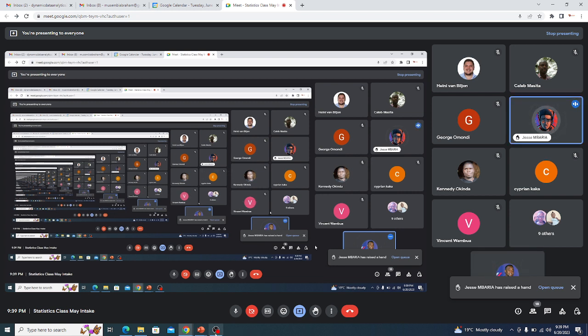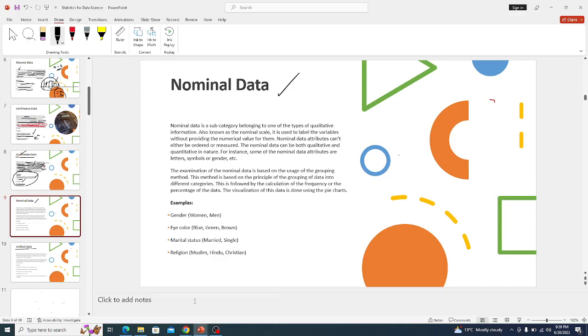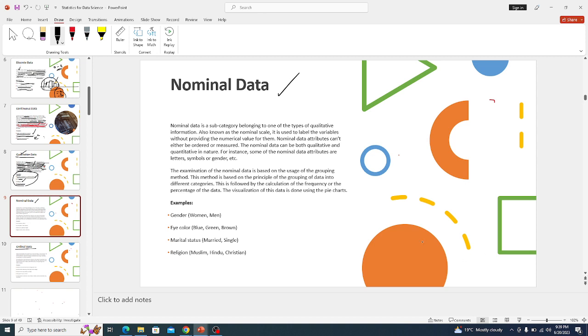For nominal data, this is data with no inherent order or ranking. An example is maybe gender or race. So no order. For ordinal data, it is data with an ordered series. For nominal we have no order, and for ordinal we have order.